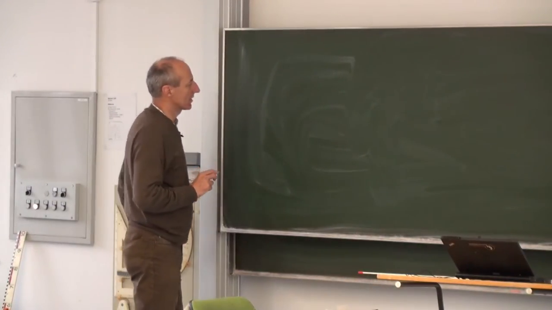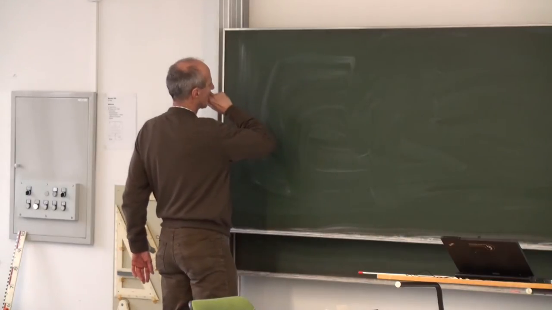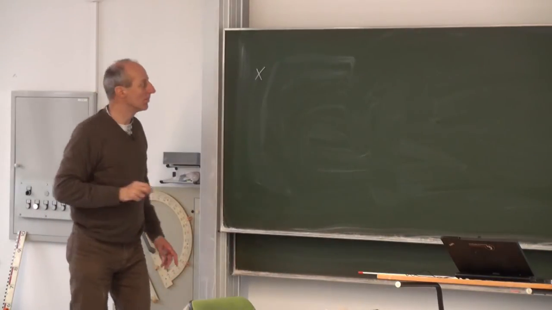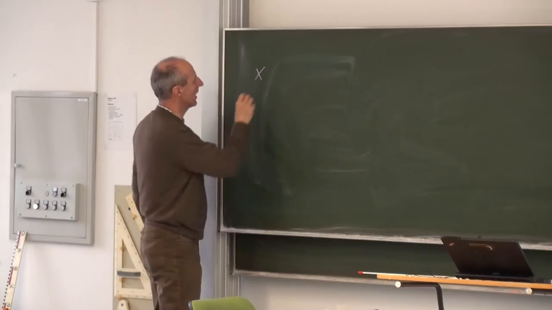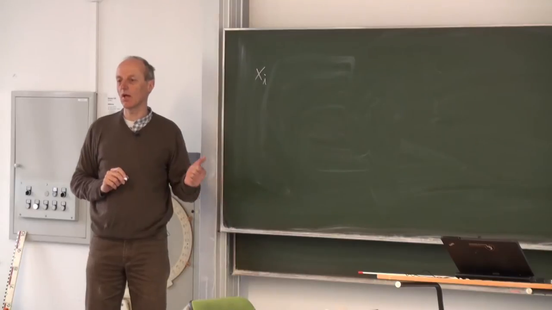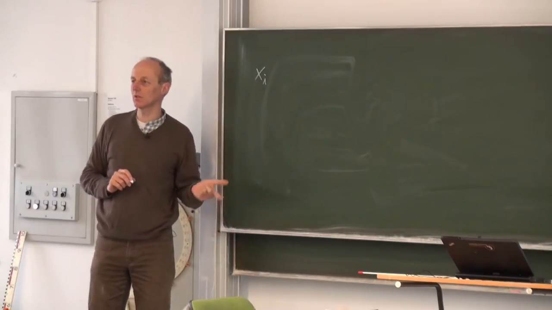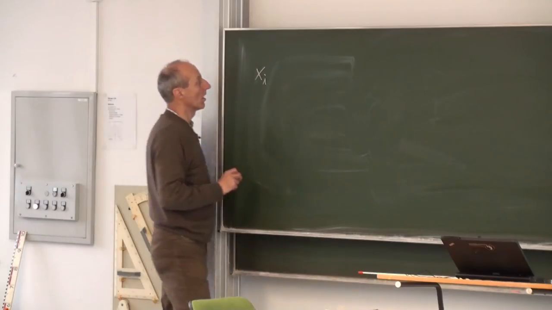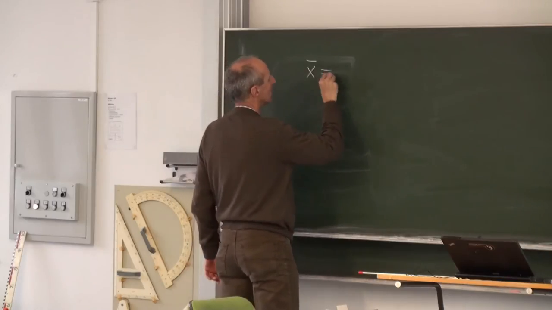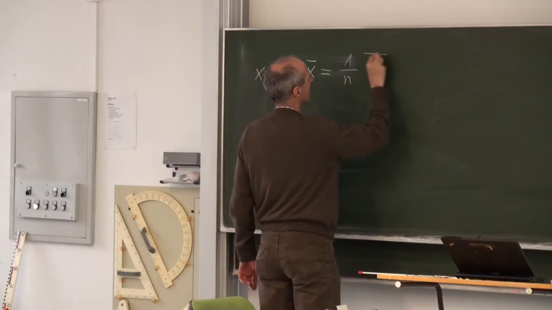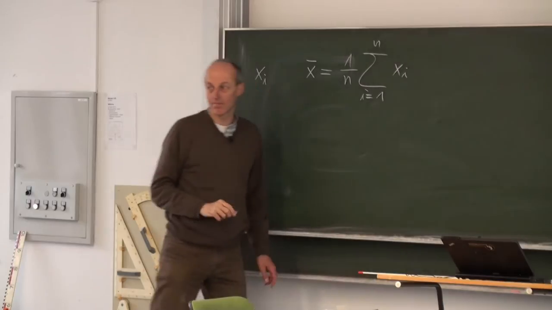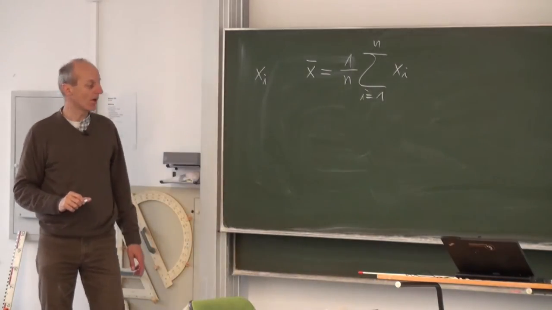Let me make a different suggestion. Let us compute, if the x_i are just our random values. So x1 is the first bit, x2 is the second bit, and so on. Okay, then let us compute the mean, which is 1 over n sum i equals 1 to n of x_i. The mean of our bits.